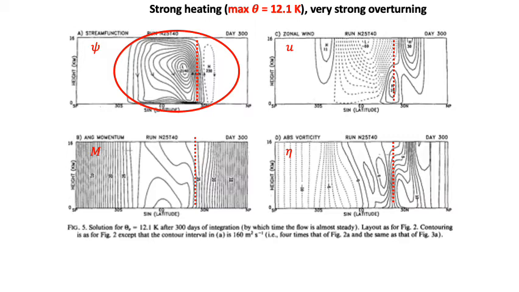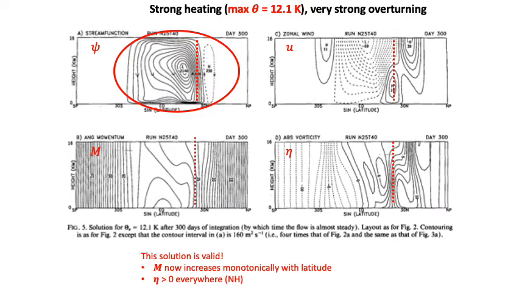And so you can now see this very strong overturning, and you can notice the absolute vorticity contours in the lower right are very messy looking, which indicates how nonlinear these processes are. So the solution is valid now. M is now increasing monotonically with latitude, and that's because the flow has to respond to remove places where that's not true. Or you can think about it as the absolute vorticity is now positive everywhere in the northern hemisphere. So don't forget that the sign of absolute vorticity changes going into the southern hemisphere.